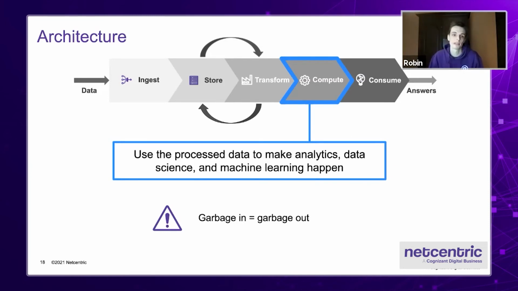And one thing that is important is that your computation step is only going to be as good as your previous steps, as your processing was. Because there's a saying in machine learning: garbage in means garbage out. So if you have data that is not clean, that has errors, that has irregularities, this step will have problems.